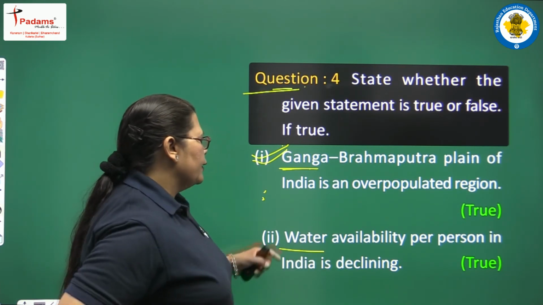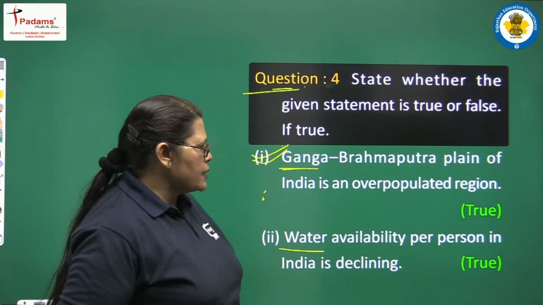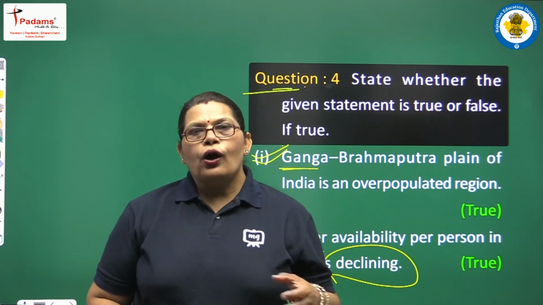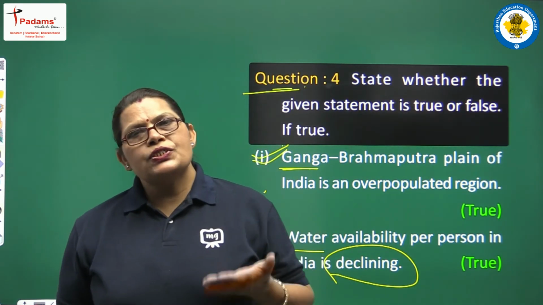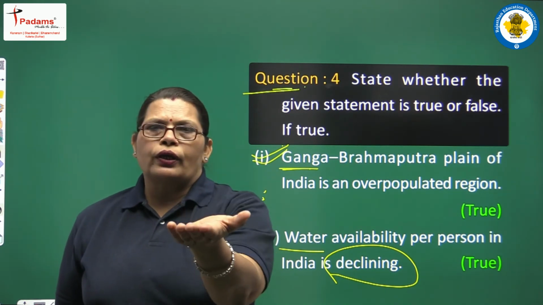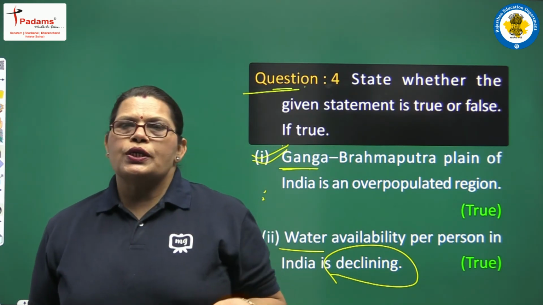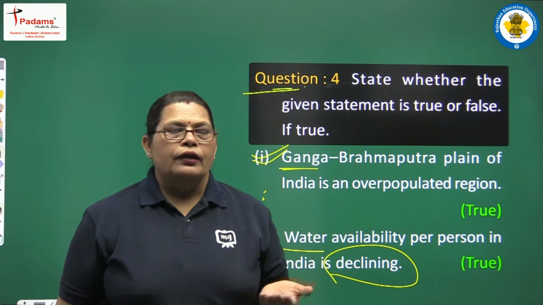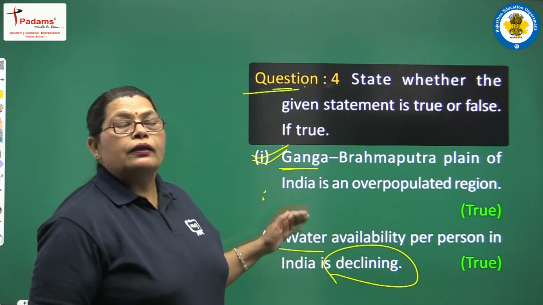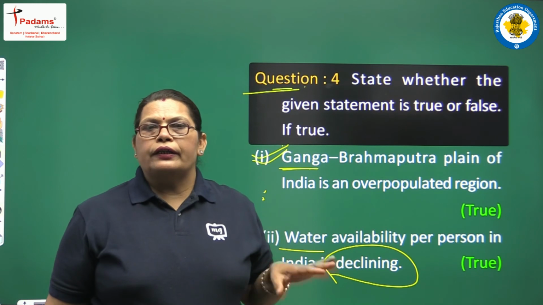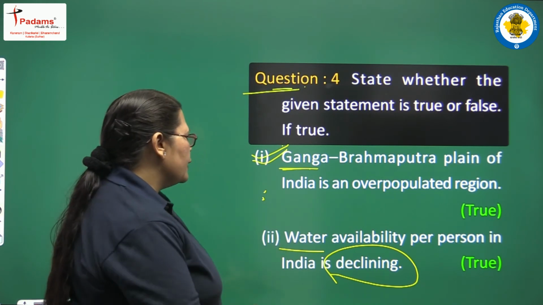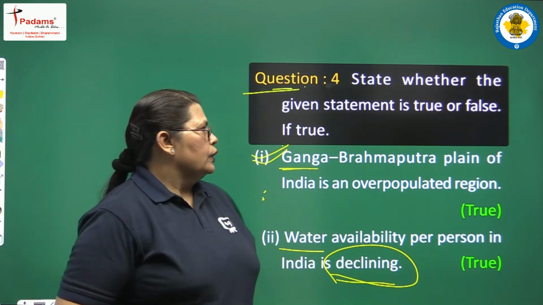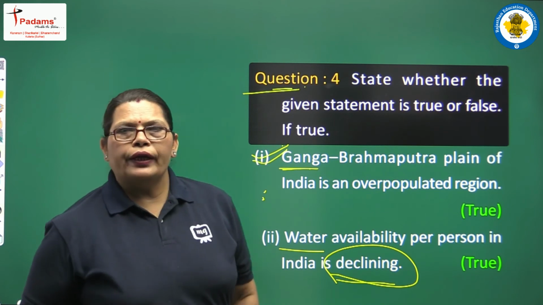Our next question here: water availability per person in India is declining. Yes, it is declining because we are not only using water, we are wasting water also. No students, we are not talking about you. You are the best students of ours because you take precautions in using water. But what about the others? But what is the correct situation at present? The real situation is that the per person water availability is declining. So this answer is totally true here.